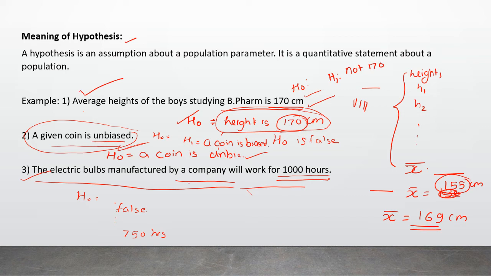Now, the electric bulb manufactured by a company will work for 1000 hours. Suppose this is my H naught, what will be the opposite? That they will not work for 1000 hours. So that will be my H1, not work, right? These concepts are actually very easy. Once the null hypothesis has been set, it is easier to set the alternate hypothesis, writing the exact opposite of that.